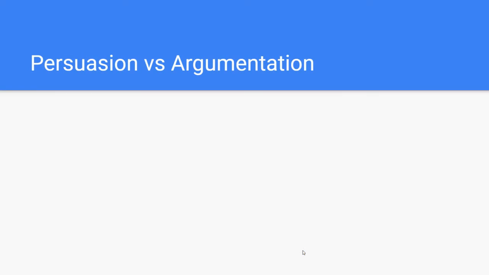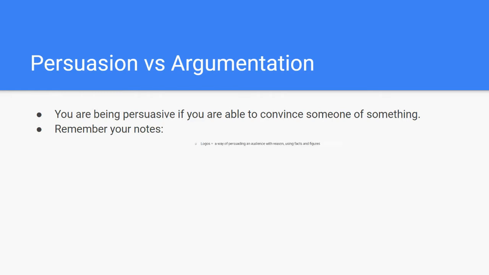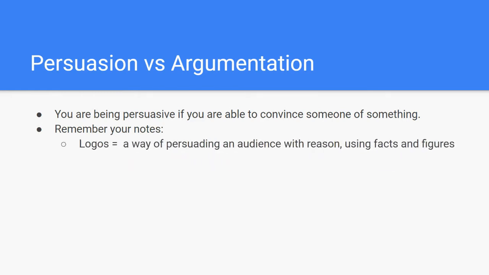What is argumentation? For the last few classes, you've been learning about persuasion and techniques for being persuasive. When you are being persuasive, you are trying to convince someone of something. Usually you have an opinion or a position, and you're trying to convince the person you're speaking to that your position is valid, right?